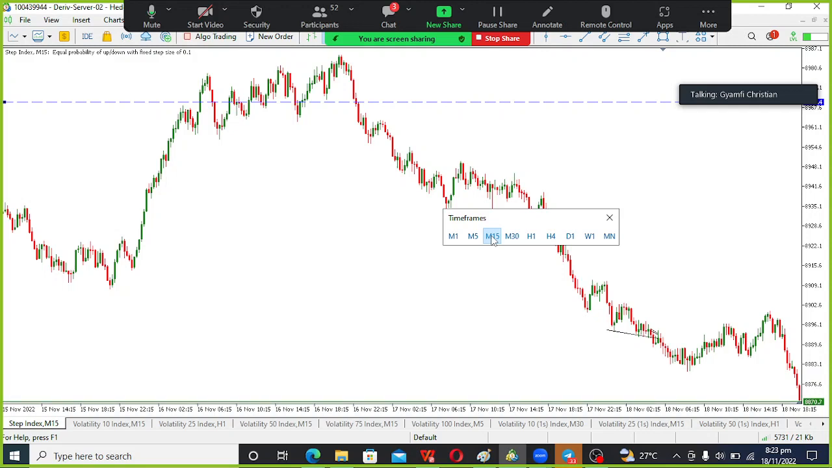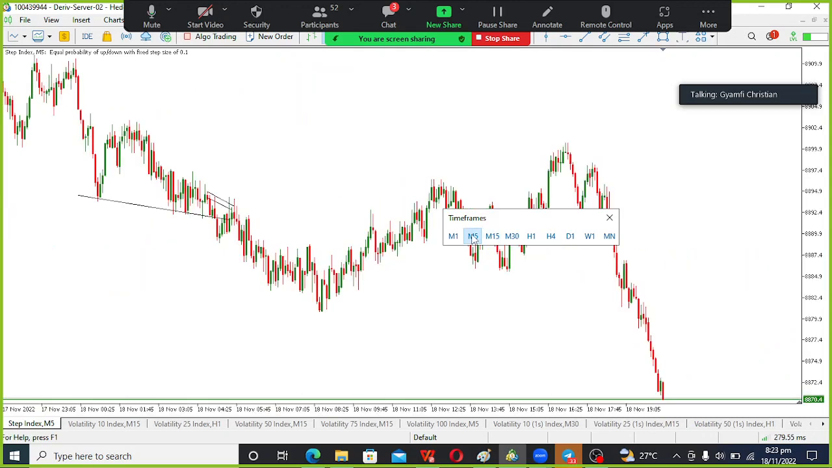You need to take it from a higher time frame to a lower time frame to get a sniper entry, or if not a sniper entry, at least a safer entry, so that you don't stay in the trade for a very long time before the market starts moving in your direction. Because sometimes when you enter a trade and the market is not moving in your direction, it's boring.